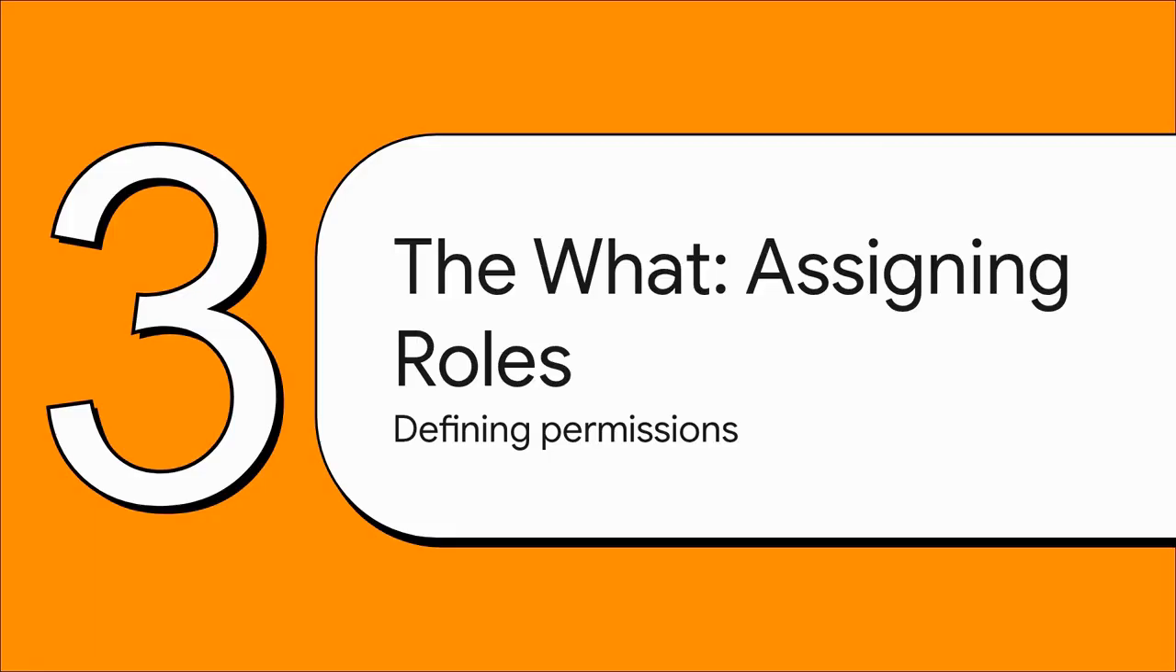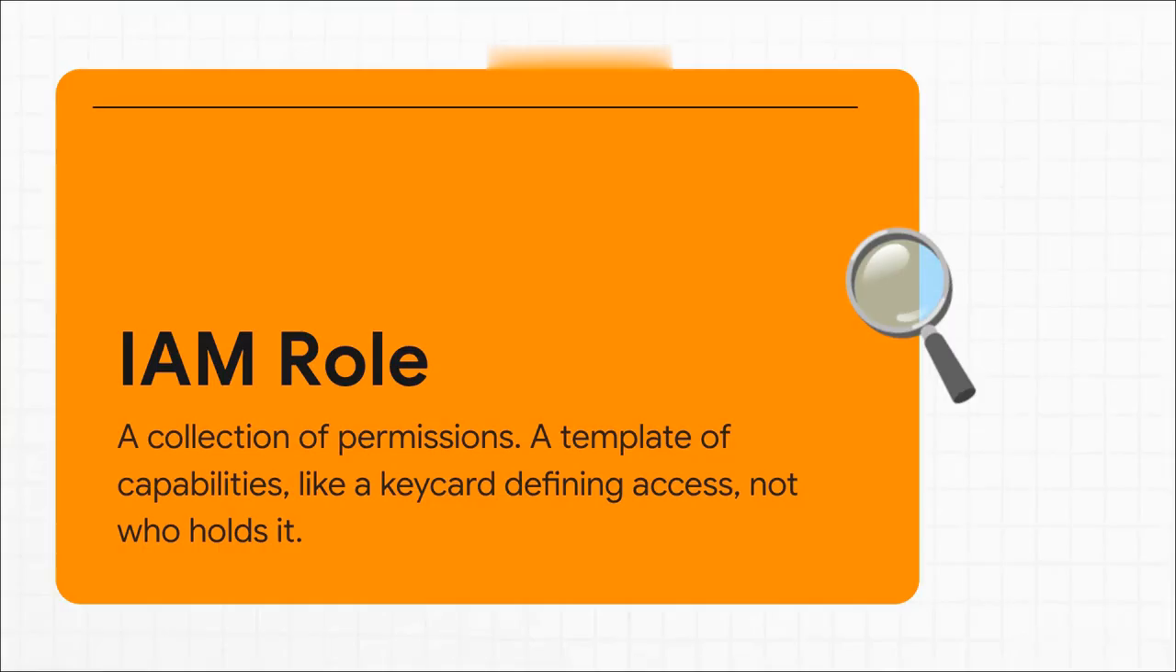Okay, so we figured out who needs access. Now we need to define what they're actually allowed to do. And that brings us to the second building block, roles. A role is just a collection of permissions. That's it. Think of it like a keycard that's still sitting in the box, not assigned to anyone yet. It just defines a set of capabilities. One keycard might only open the front door, while another one is a master key that opens every single room in the building. The role just defines the potential access.